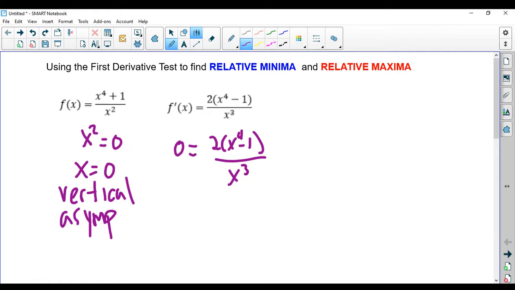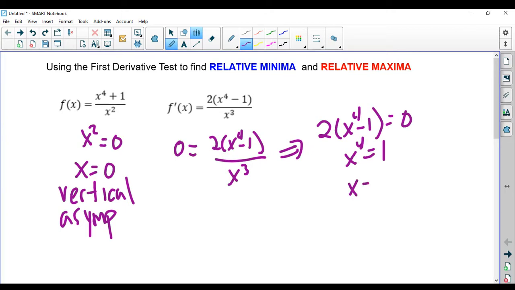So a fraction equals 0 when the top equals 0. So we'll set the top of the fraction equal to 0. Divide by 2. Add 1. Fourth root both sides. And when you even root, you get a plus or minus. And the fourth root of 1 is still 1. So these are your two critical numbers.